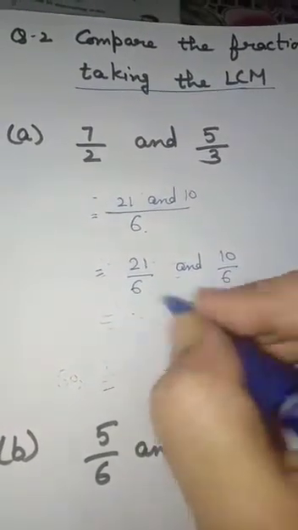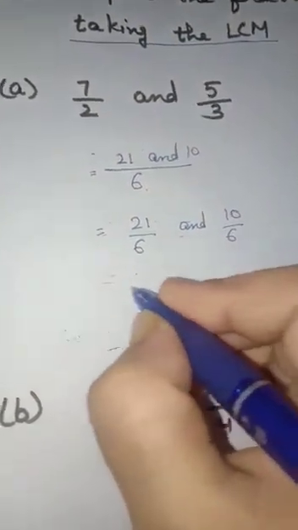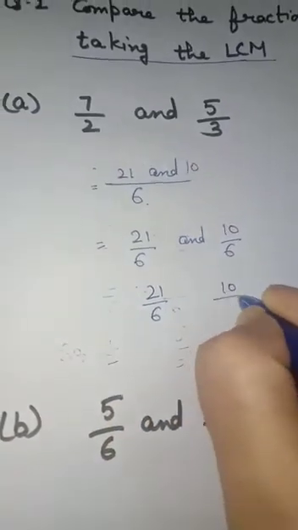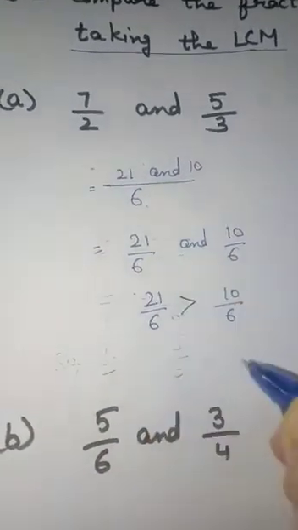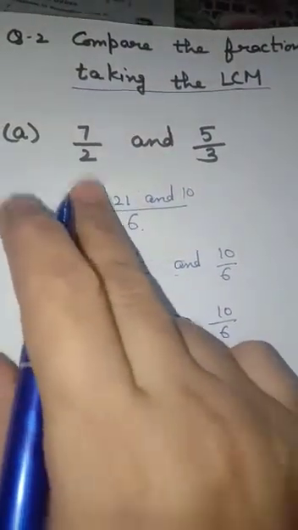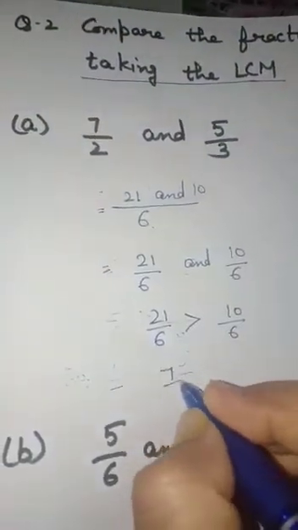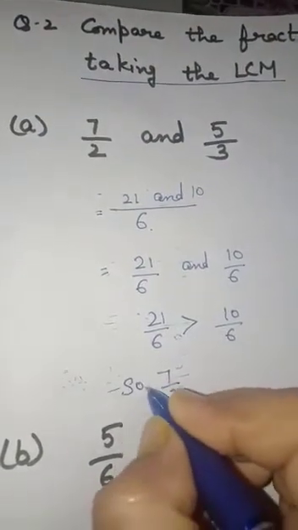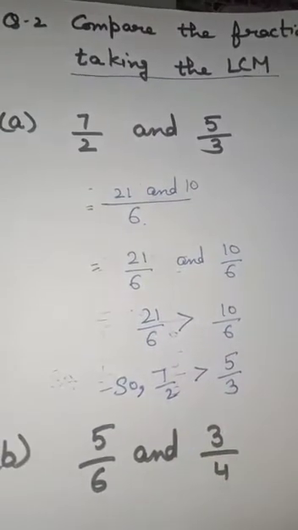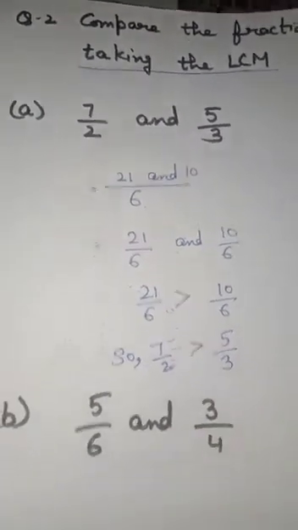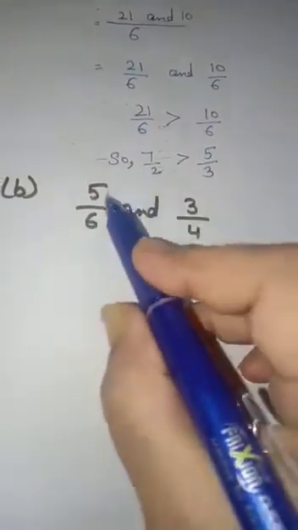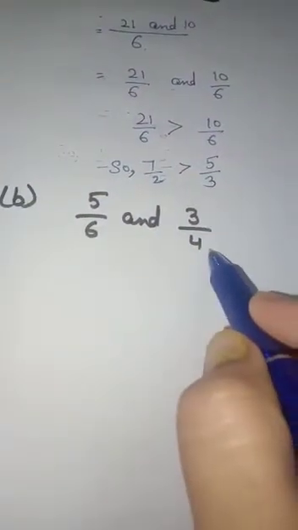Now as the denominators are the same, compare the numerators 21 and 10. Which is greater? 21. So the fraction at the left side, which is 7 by 2, will be greater than 5 by 3. Okay, let's take one more example. It's B part, with the same method, 5 by 6 and 3 by 4.